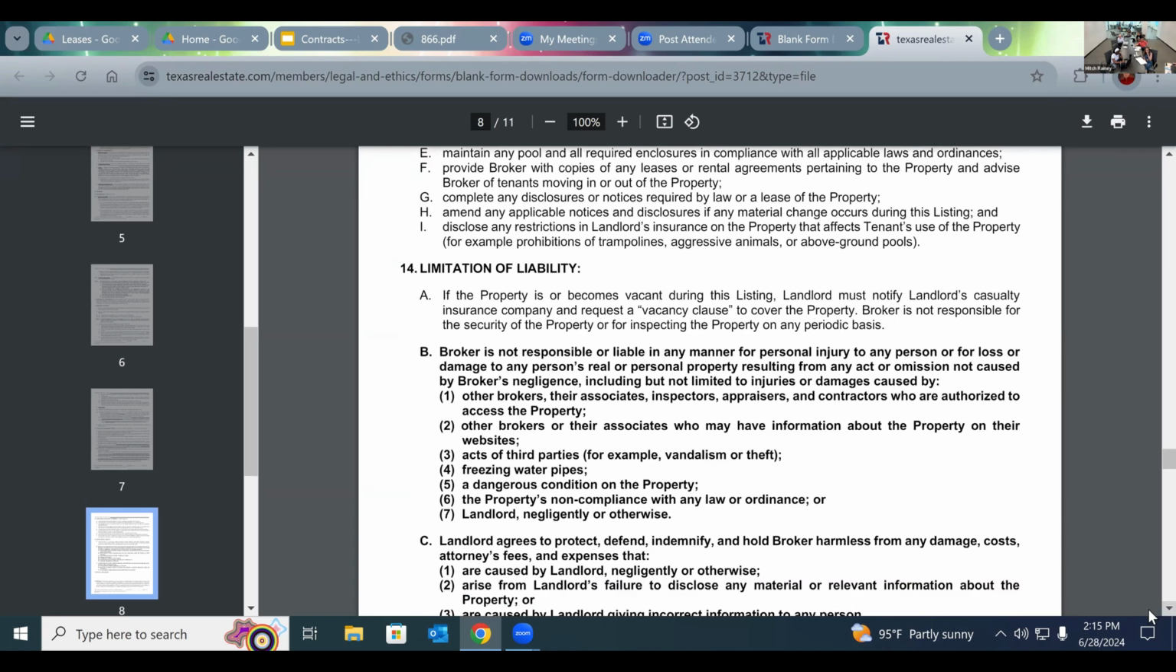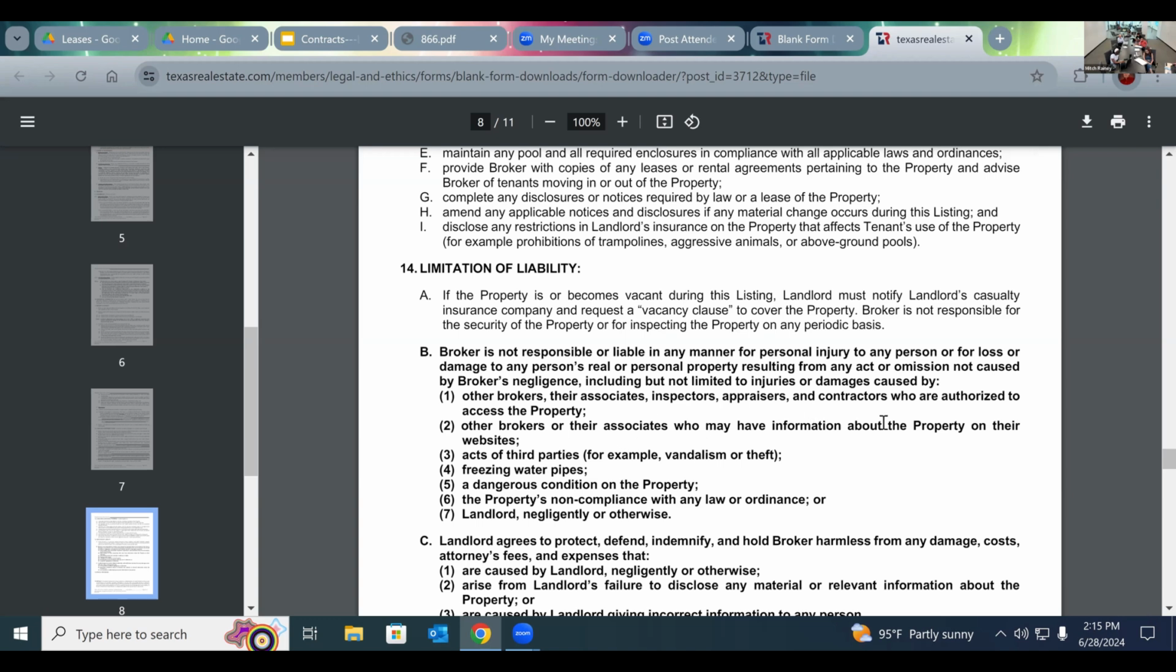If the property becomes vacant during the listing, landlord must notify landlord's casualty insurance to let them know it's vacant. If you have new landlords, new investors, they need to talk to their insurance carrier and make sure that they even allow rentals. And also, if they're just purchasing the property, that their lender allows it. Some of them want you to live in the property for X amount of time. And if you're doing a condo, some of those, you have to be owner occupied for so long. It's the landlord's responsibility. We're just telling them, y'all need to check this.